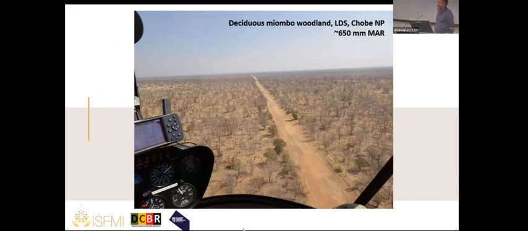So this is an example. We're talking about vast landscapes. This is a flight in northern Botswana. Very large, deciduous. This is a very large area in a photo that we took in the late dry season in Chobe. You can see that all the trees in this example are deciduous. Very big landscapes with little access.